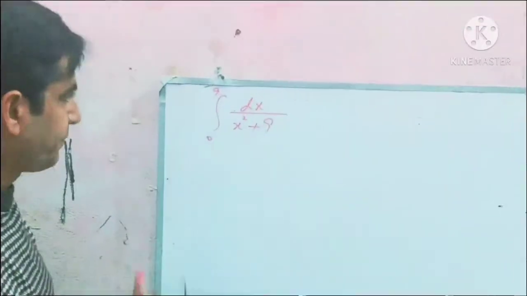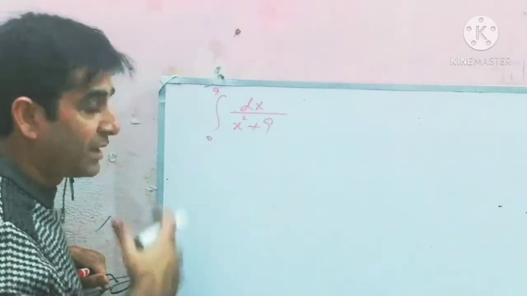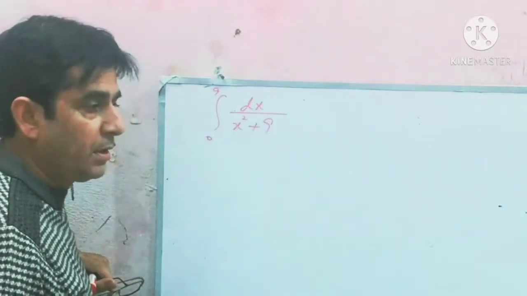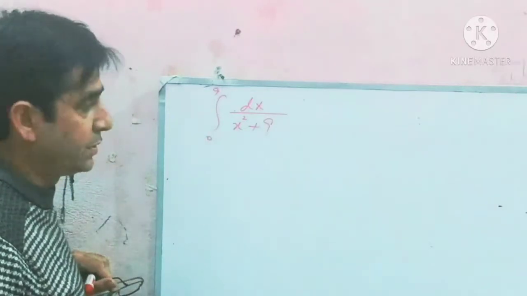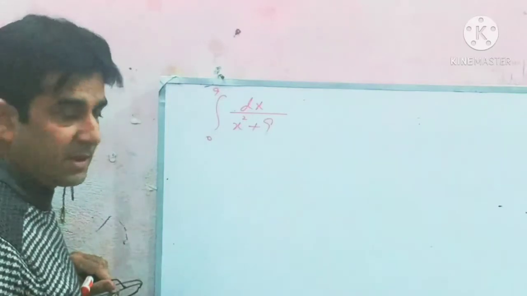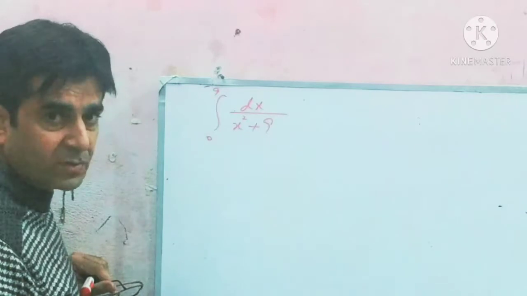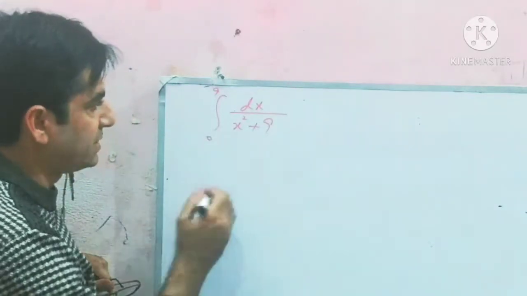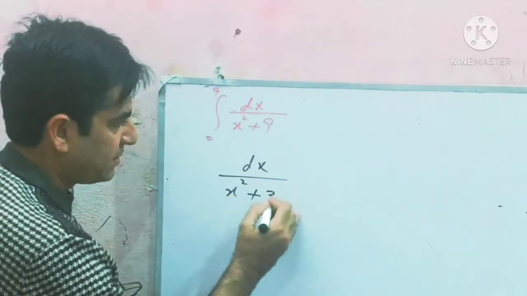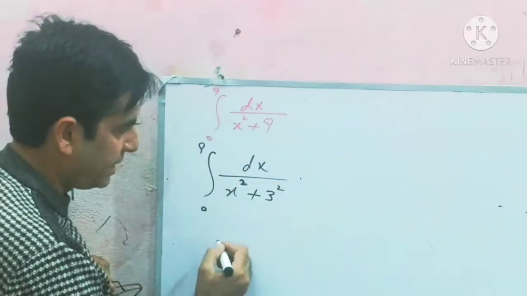So in this question, we have 1 over x square plus 9 and we can do it by substitution. But that is a very long method. We should not do it by substitution unless the question paper says so. So it is easy to take the formula of 1 over x square plus a square integration, 1 over a tan inverse x over a. Here a is 3 and x is x. Simple, x square plus 3 square, 0 to 9. So we shall apply the formula.